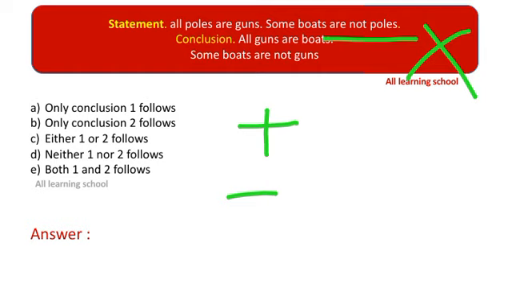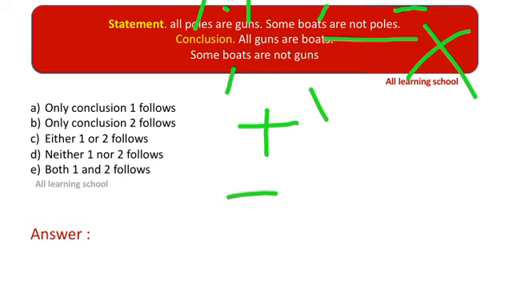Now look at our second conclusion. The second conclusion contains the words boats and guns. Boat is present in the second statement, gun in the first statement. We need to merge these two statements according to the rule of merging. These should have some common word. Here the common word is poles.